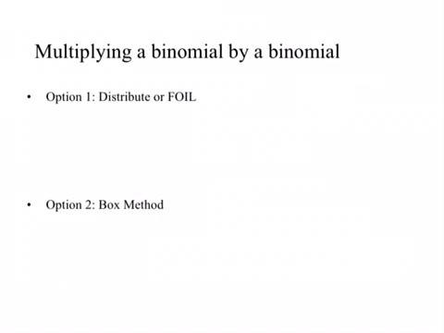The distribution method you just saw when we multiplied a binomial by a binomial is often called the FOIL method. The FOIL method only works when you're multiplying a binomial by a binomial. The second option, the box method, works for a binomial by a binomial, but it will also work for any polynomial multiplied by any polynomial.